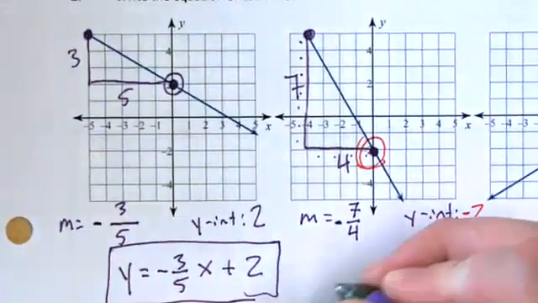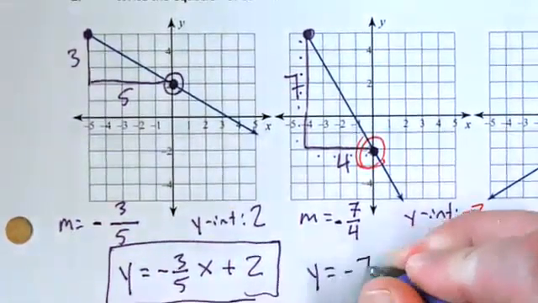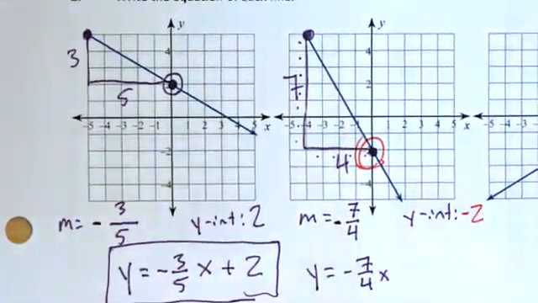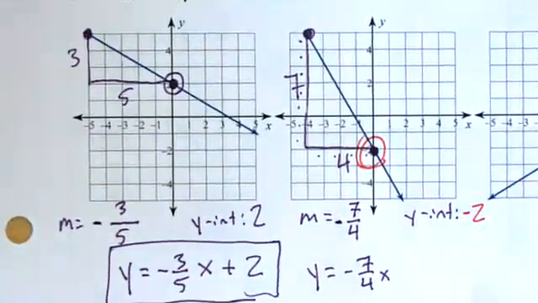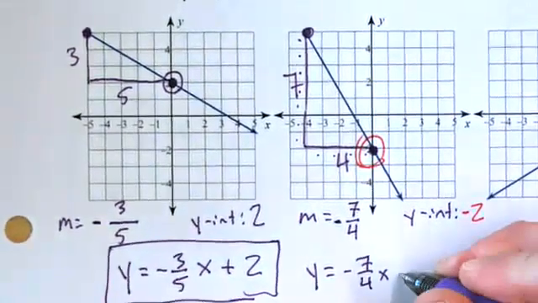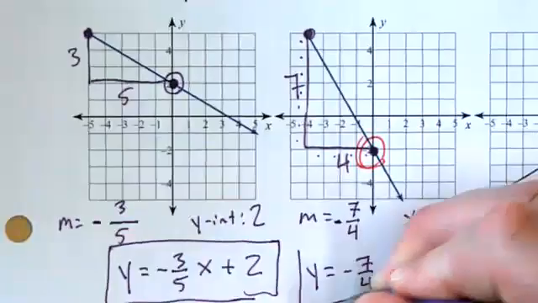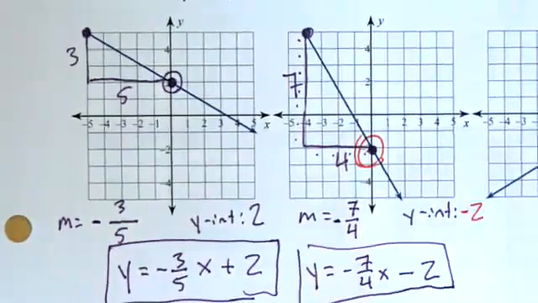All right, so y equals -7/4x. And then we could write plus -2, but plus a negative is the same as minus. So this looks better. Let's just put a -2 at the end.